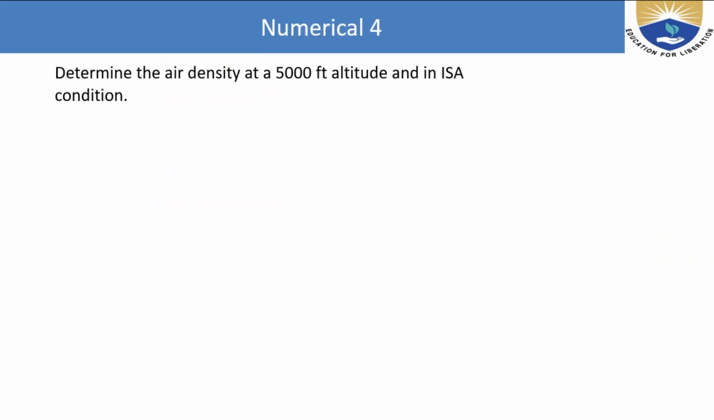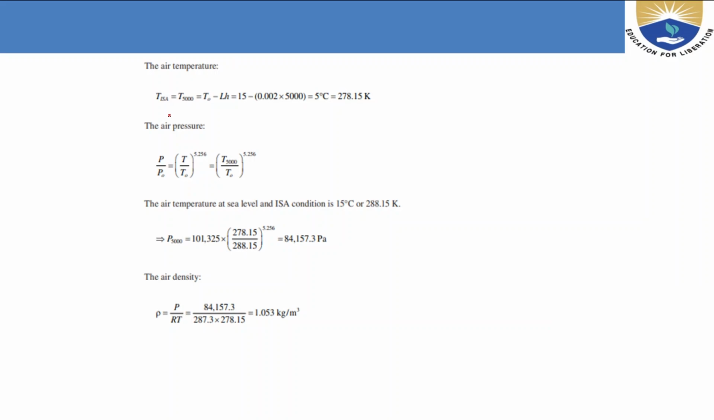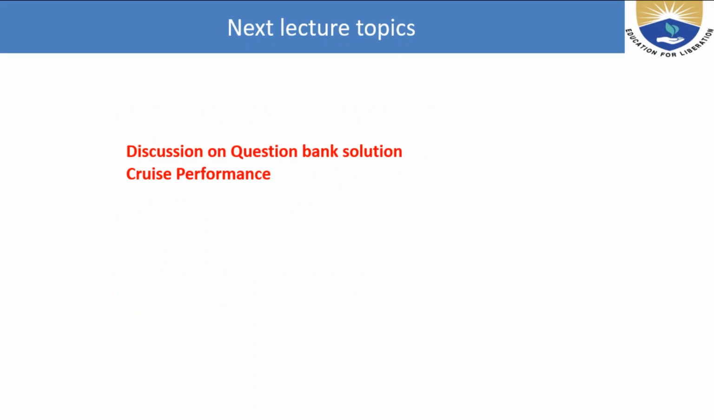Determine the density at 5,000 feet altitude in ISA condition. So we know that in ISA, T at 5,000 is T naught minus L times H, 15 minus. So you will get this, the air pressure ratio P by P naught is equal to T by T naught. So you will get these things, you will get the density and other parameters. So in the next lecture, we will discuss the question bank solution and the cruise flight.